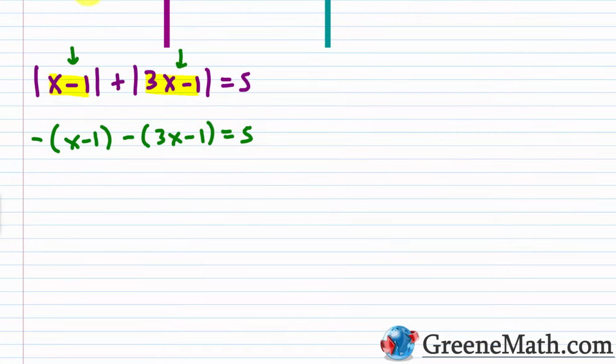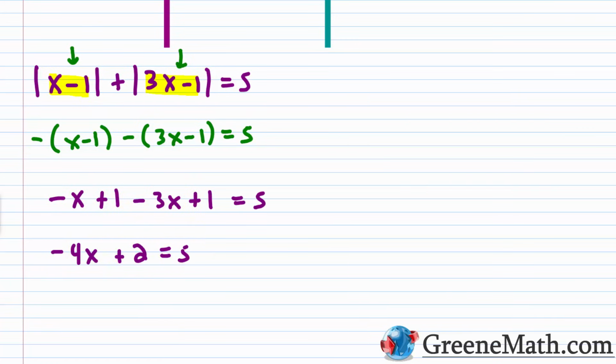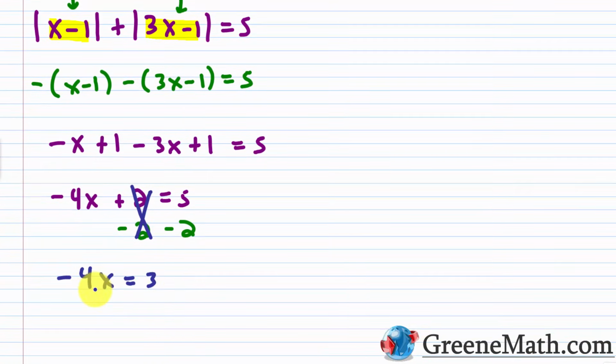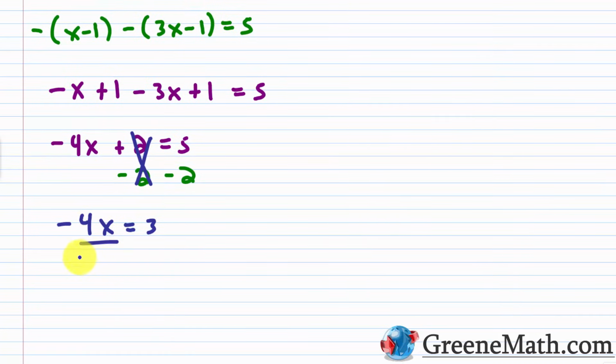We just want to make sure we have enough room. So I'm going to distribute the negative to each part here. This would be negative x plus 1, and distributing the negative, negative 3x plus 1. This equals 5. So negative x minus 3x gives me negative 4x, and 1 plus 1 is 2, so plus 2. This equals 5. Then I'm going to subtract 2 from each side of the equation, and that cancels, so we have that negative 4x is equal to 3. We're going to divide both sides of the equation by negative 4, and we get that x is equal to negative 3/4.